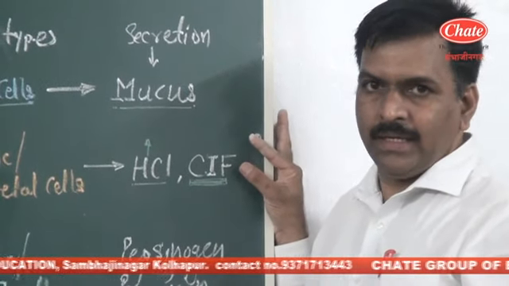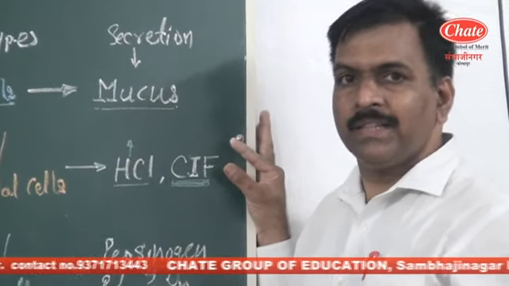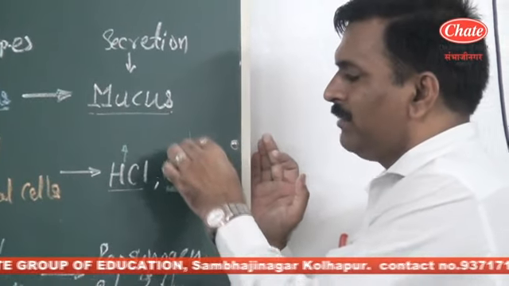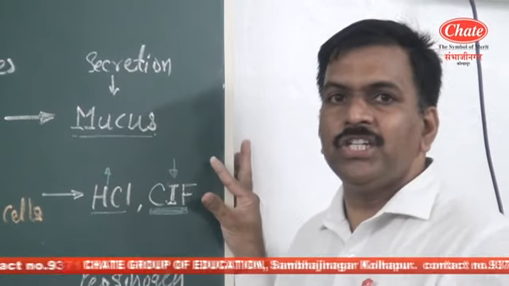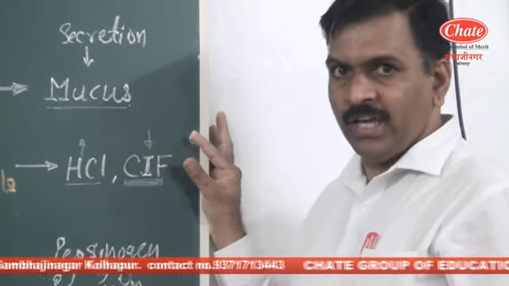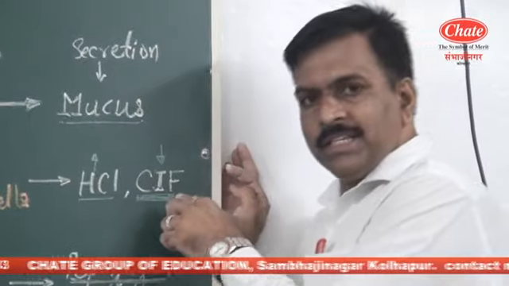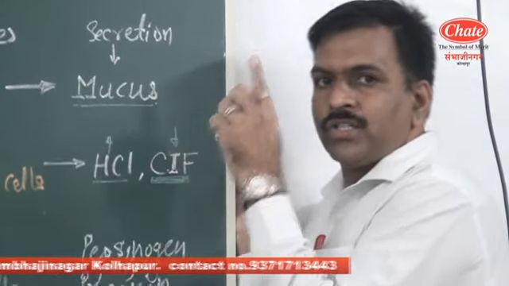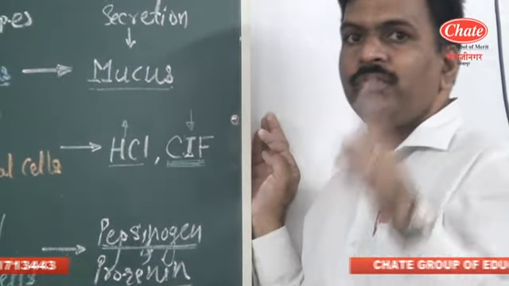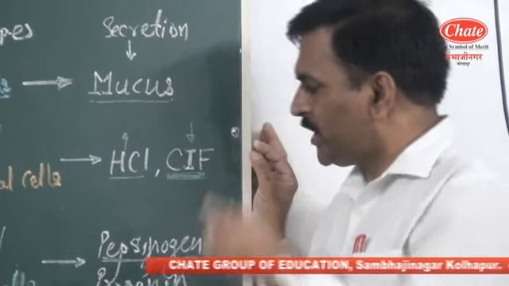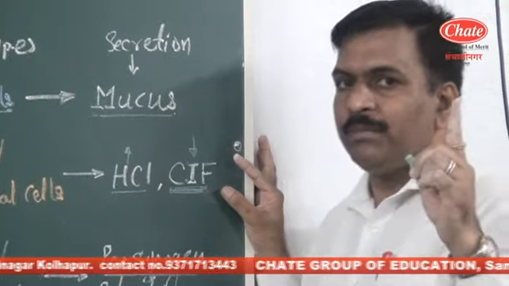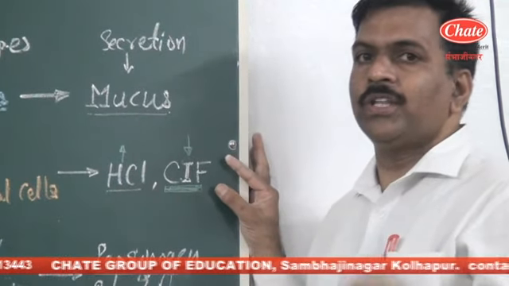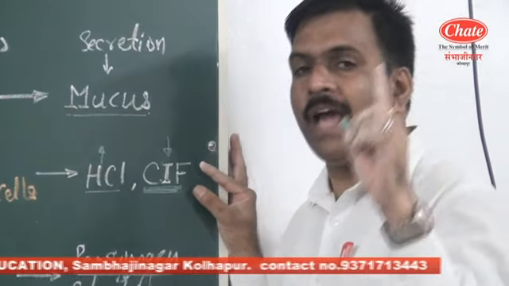This factor initiates the hunger movement. And second, this CIF stimulates absorption of vitamin B12. Stimulates the absorption of vitamin B12. And you know that vitamin B12 is essential for the formation and maturation of the RBCs.